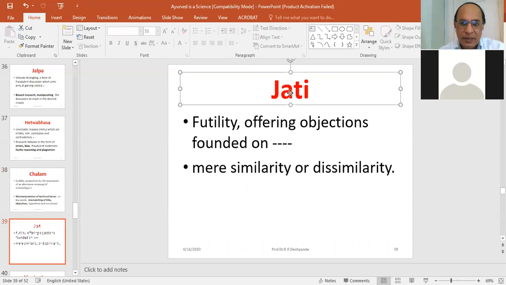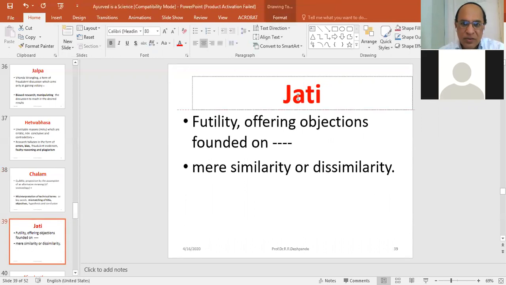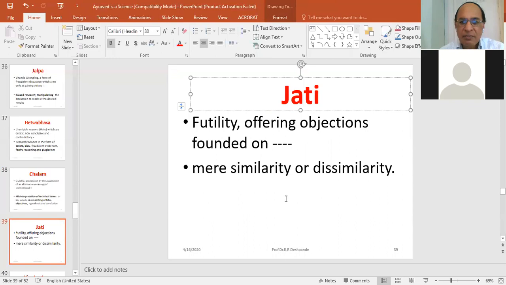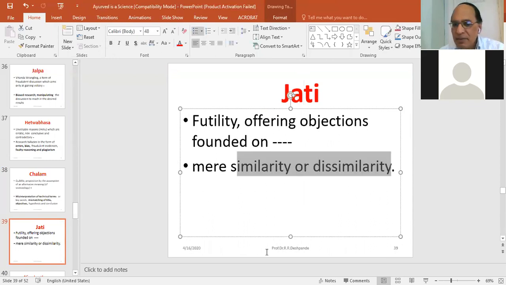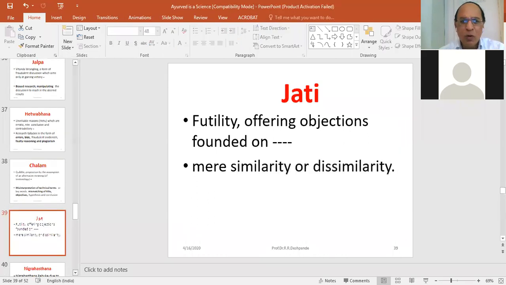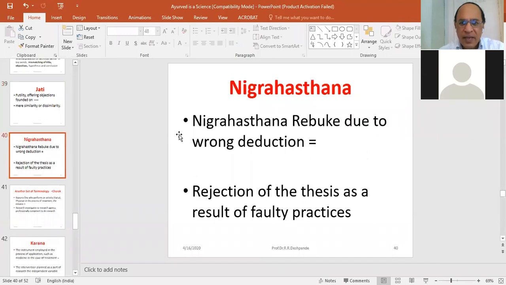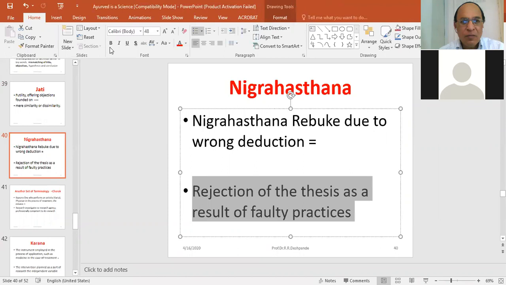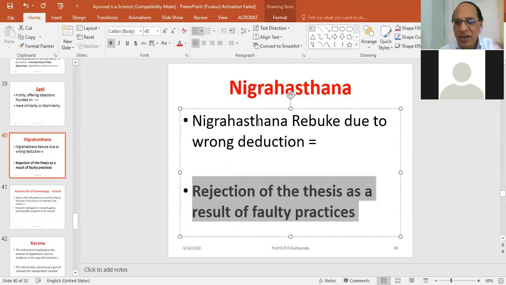Zati. I'm sorry, this is similarity and dissimilarity. Similarity and dissimilarity, that is called Zati in Ayurvedic words. Some terms need not go into details. Then Nigrashta. Nigrashta is the pronunciation. Rejection of the thesis as a result of faulty practice. So if your evaluator or examiner has rejected your thesis because of some errors, that is called Nigrashthana.